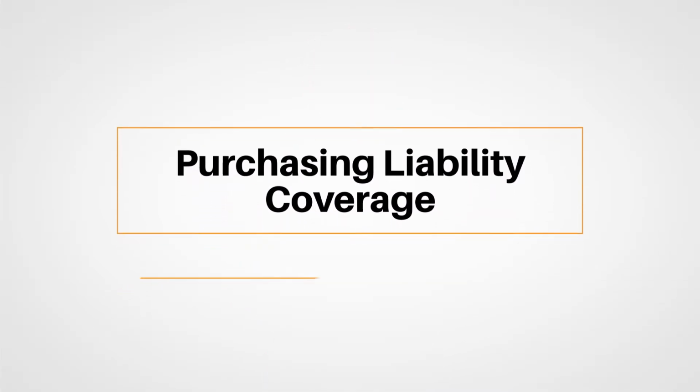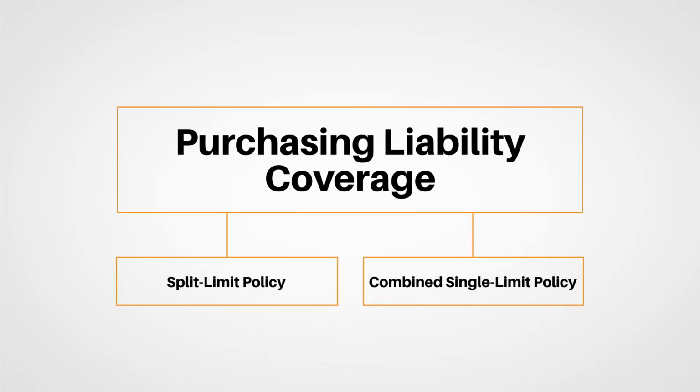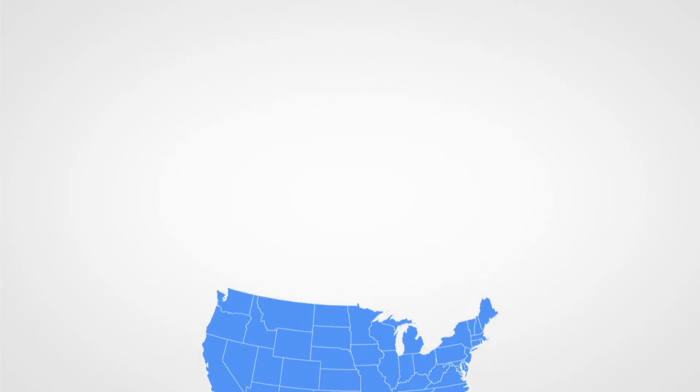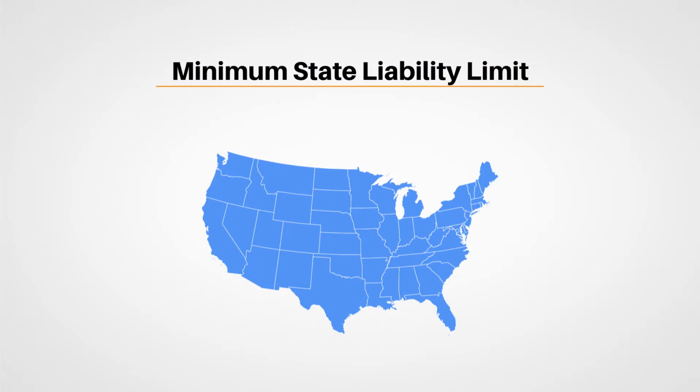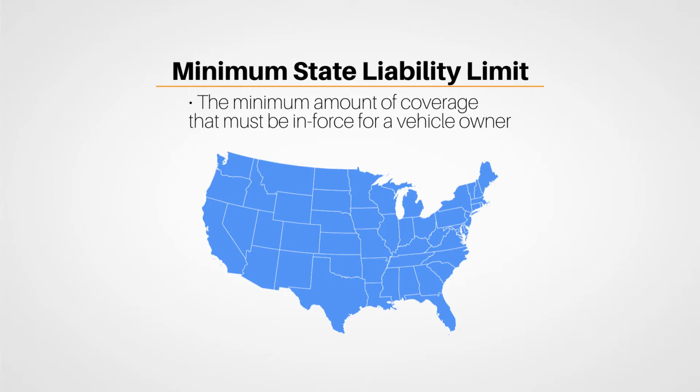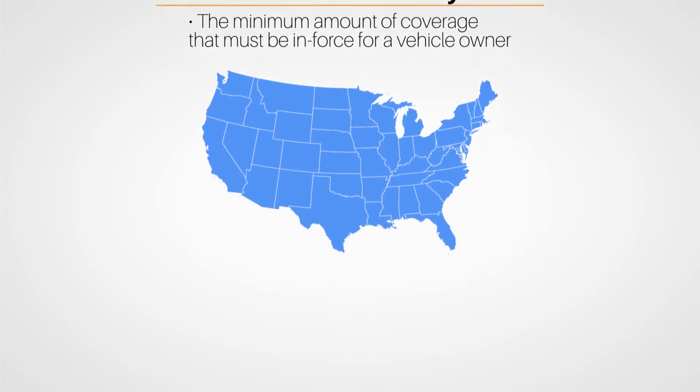We'll look at the different ways an individual can purchase liability coverage, either as a split limit or combined single limit policy. You'll learn that all states require what's known as the minimum state liability limit. This is the minimum amount of coverage that must be enforced for a vehicle owner.